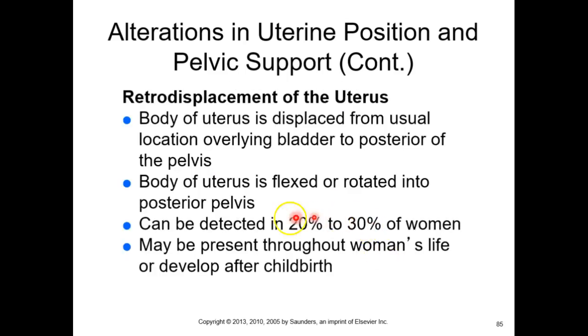So 20 to 30% of women are going to have some kind of retro displacement of the uterus. It's going to be very common, but could be present through a woman's life or develop after childbirth, which is why I answered it that way. After childbirth, things can definitely change.